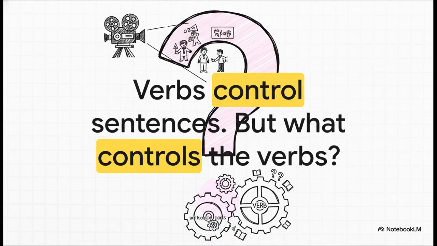So the next time you string a sentence together, just take a second to remember that powerful little director at its heart, the verb, silently casting its essential actors and making the whole show work. And that leaves us with an even bigger question to chew on, doesn't it? If the verb is the boss of the sentence, what decides the rules for the verb itself?